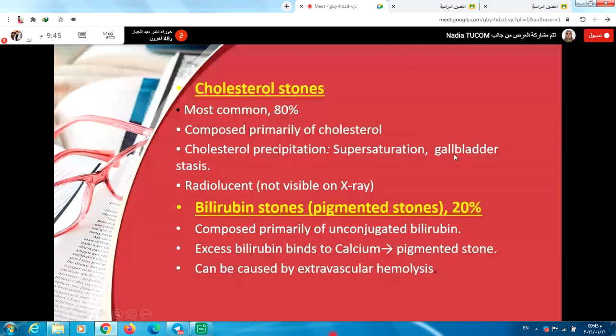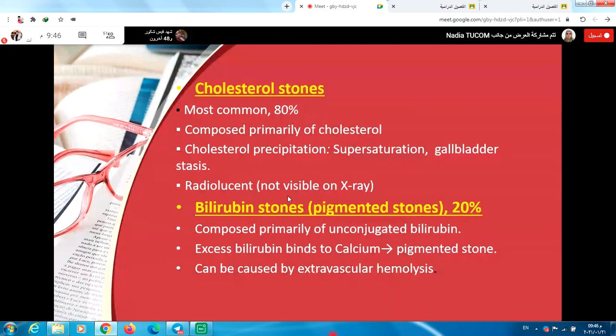Cholesterol stones, because they have no calcium content, are radiolucent. They cannot be seen by X-ray. Whereas pigmented stones are radiopaque because bilirubin is combined with calcium, so they have a calcium constituent.